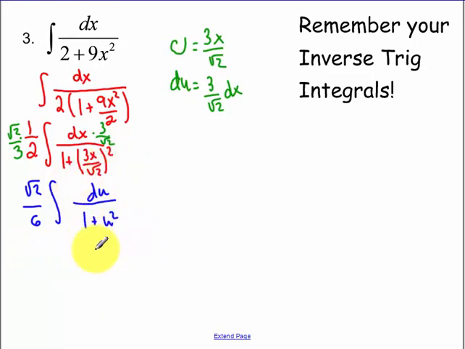Hopefully you're going to recognize that as inverse tangent. It's going to be the inverse tangent of u. I'll fill that in a minute. Don't forget your plus c. I almost forgot my plus c in my notes. My u, again, remember, was 3x over root 2.